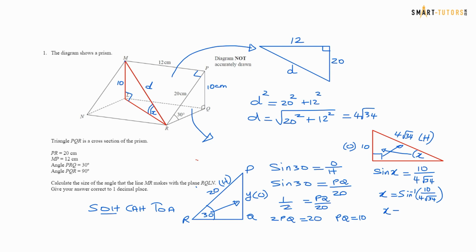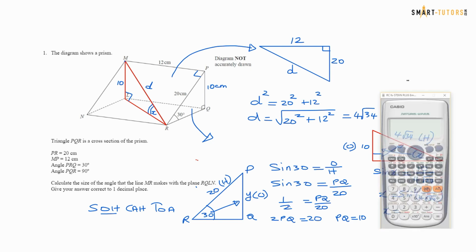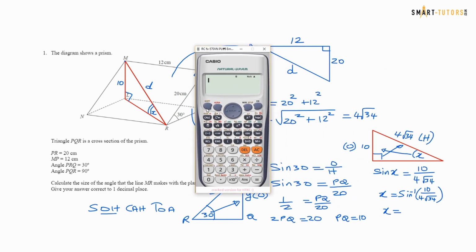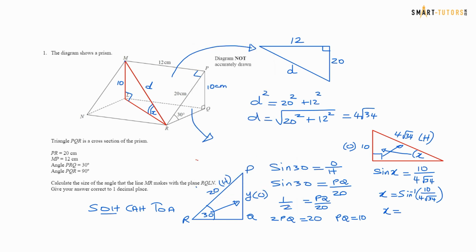and x equals, so let me put this one. We're going to use shift and sine, which is sine inverse, and the fraction is 10 over 4 root 34, and bracket close, and the answer is 25.38. They're asking for one decimal place, 25.4. So the answer is 25.4 degrees. So that is the answer for the question.